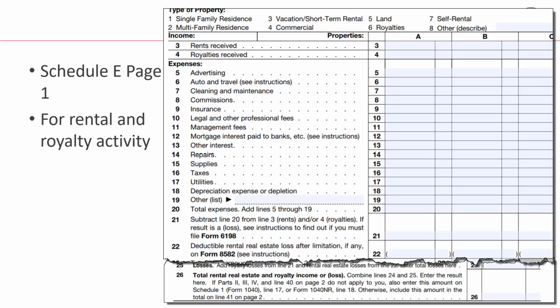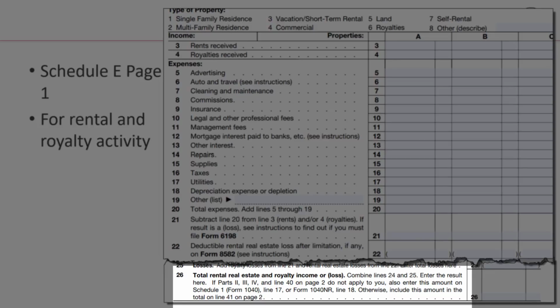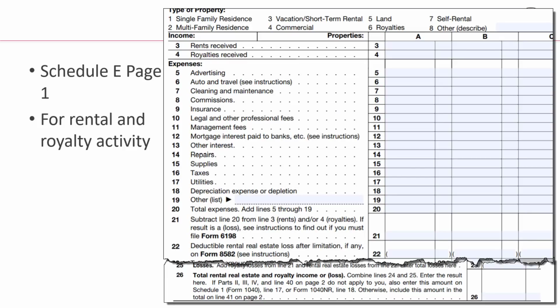And if you look down on line 26, it says, hey, figure out what your total is, enter it on Schedule 1, Form 1040, line 17, which is where you're capturing that information on Schedule 1 to ultimately then report up into the 1040. So again, Schedule E is simply a subsidiary schedule to Schedule 1, just like Schedule C was.